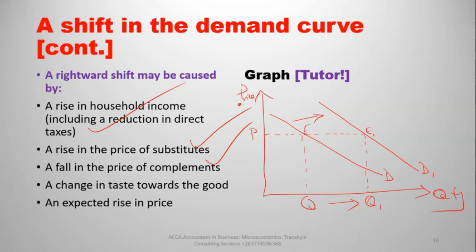So a fall in the price of complements. Complementary goods are those goods which are used simultaneously with the current product. So when their price has fallen, it means that there is now an advantage to customers to buy this other product which is used together with the complement. All right, there is now an advantage.